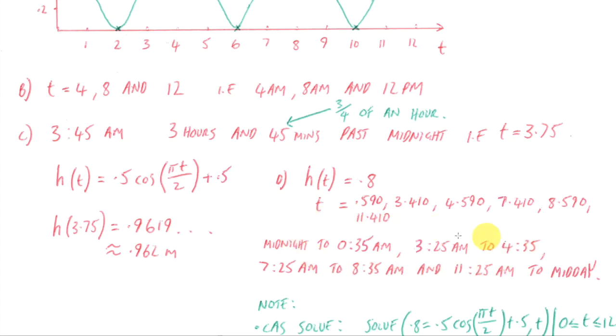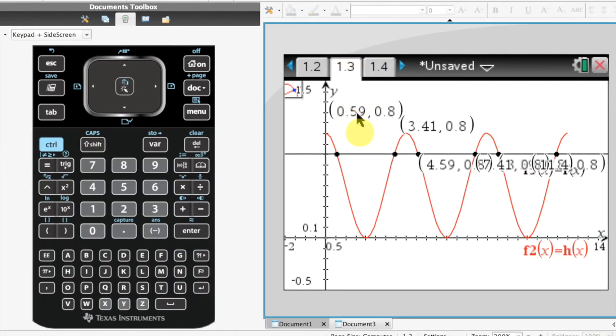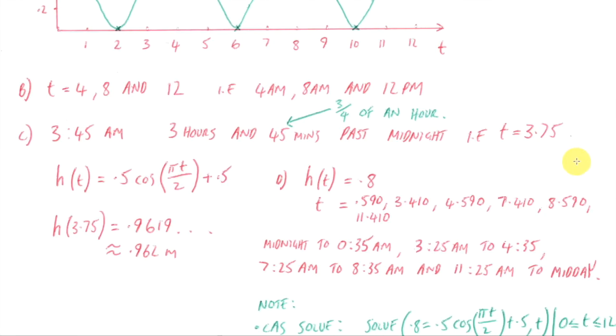Now this listing that I've given you is basically the intervals for where the height is greater than 0.8. It's not the total time. So from 0 to 35 minutes past midnight, and then so on to here, and then from here to here, and then from here to here. So it's not too helpful the way I've expressed that. We are after a total time. So let's look at that.